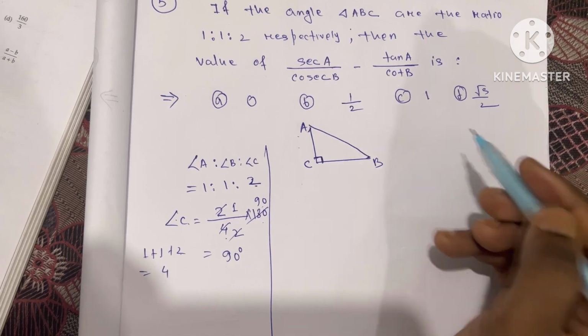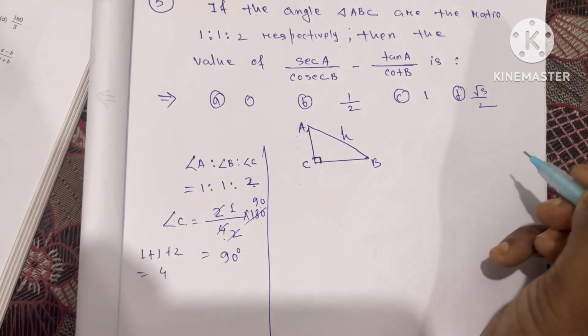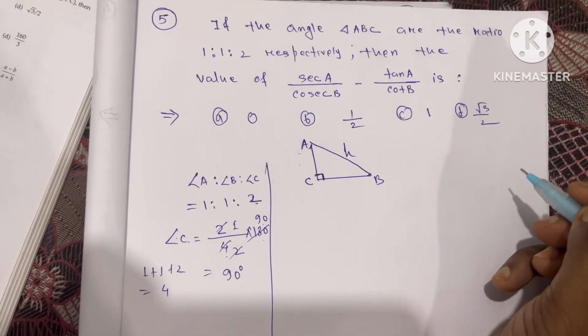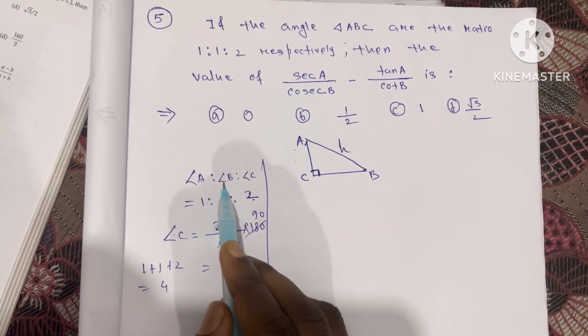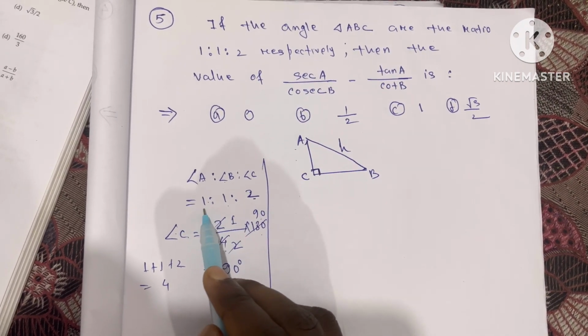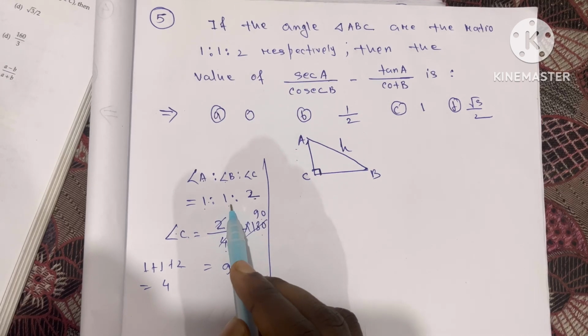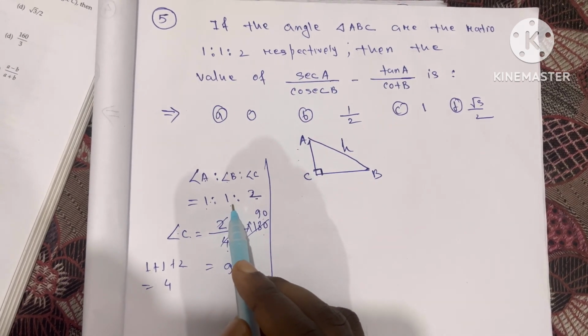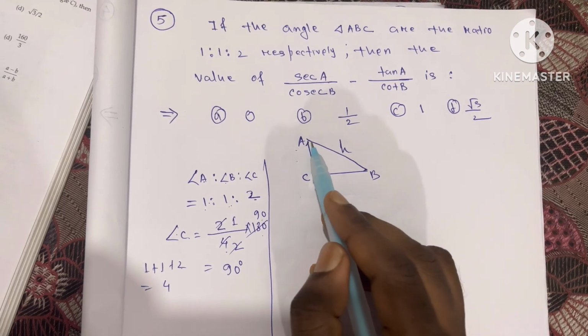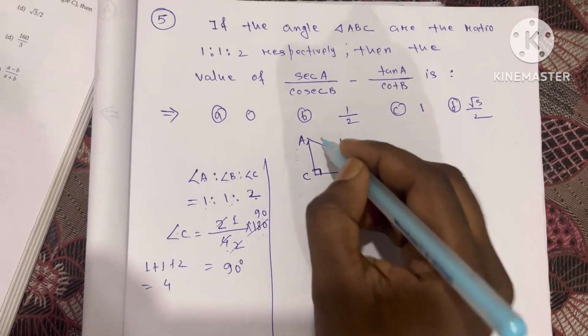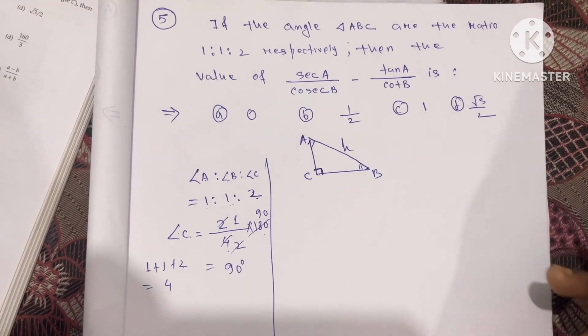C is 90 degrees means the hypotenuse is AB. Yes or no? And the ratio of A is 1 and B is also 1. Which means angle A is equal to 45 and B is also equal to 45. Why 45? Because the total angle is 180 degrees. Already C is 90 degrees, which means this plus this also equals 90 degrees. That means this equals 45 and this equals 45.